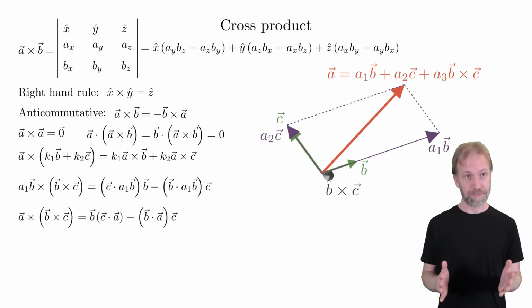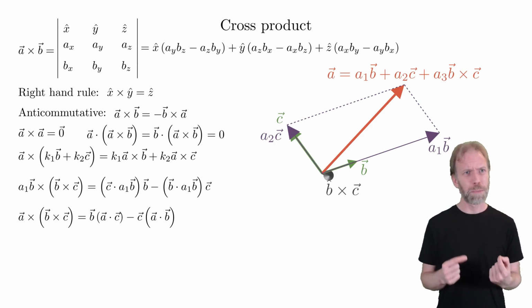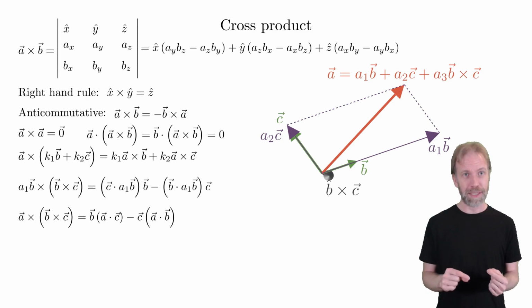And reorder a bit. The reason I reordered the expression is because this is a common way of writing the formula called the back cab rule. And it states that a cross b cross c is b multiplied by a dot c minus c multiplied by a dot b.